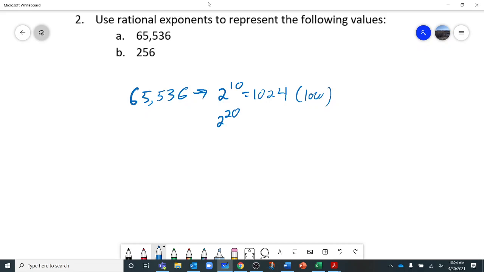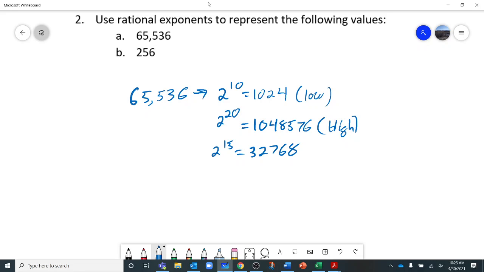There are other ways to do this, and I don't know that you have to worry about this too much. I don't think there's anything on the final for this anyway. 2 to the 20th is 1,048,576, way too high. So I'm going to jump down 10 and try 2 to the 15th. That is 32,768.